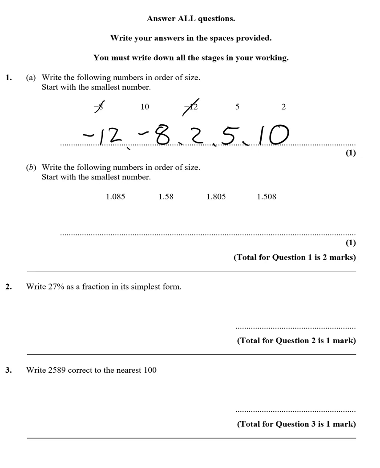Write the following numbers in order of size. Start with the smallest again. So they all start with a 1. So we're going to have to look at the tenths column. So that's got a 0, that's got a 5, that's got an 8, and that's got a 5. So 0, 8, 5 is the smallest.